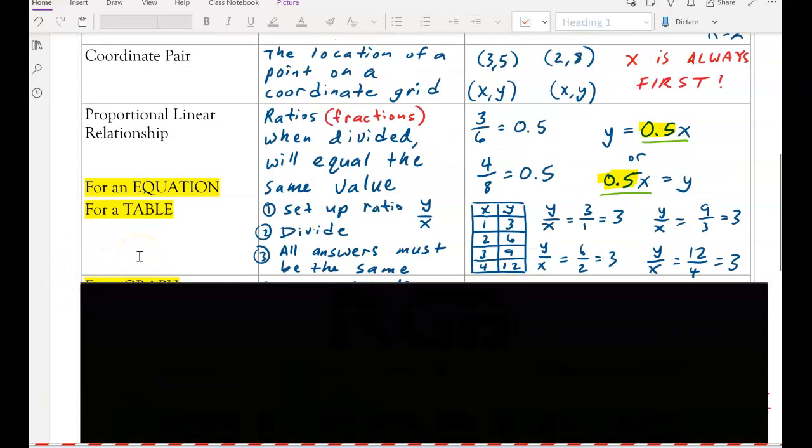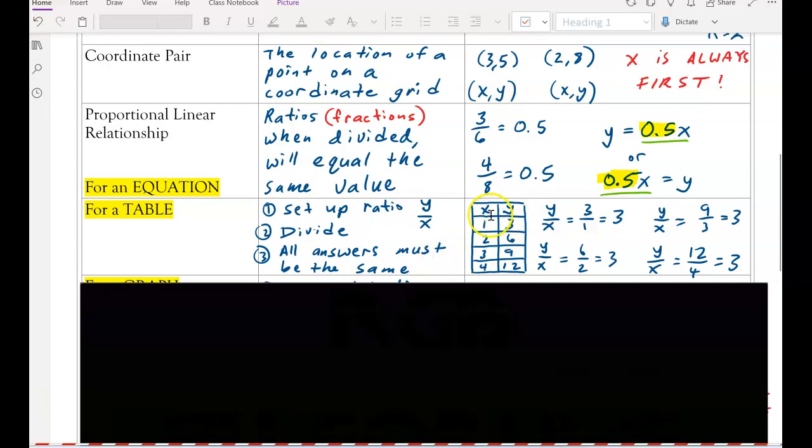Now, if you want to find if you have a proportional linear relationship from a table of values, the first thing you need to do is look at your table and set up a ratio of y over x. The second thing you do is divide: your y value divided by your x value. Then if all the answers are the same, you have a proportional linear relationship. Every answer has to be the same for your y divided by x.